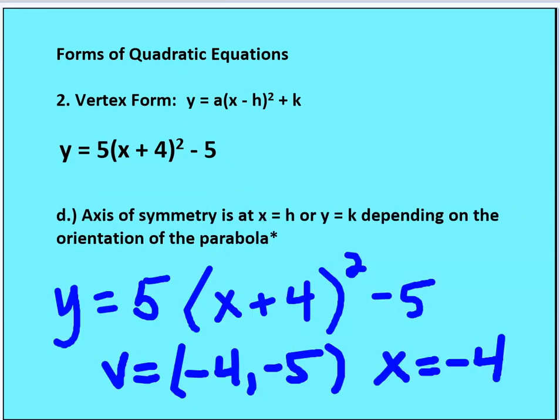Then we will find the axis of symmetry. Axis of symmetry is the line that goes through the vertex. We already found the vertex. We know that the value for x is the same for the vertex and the axis of symmetry. So x is equal to -4 is the equation for the axis of symmetry.